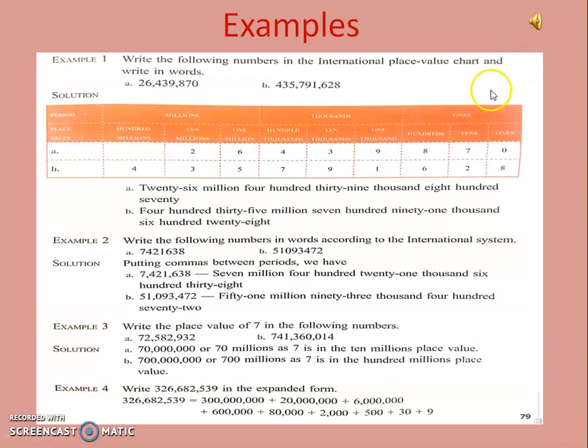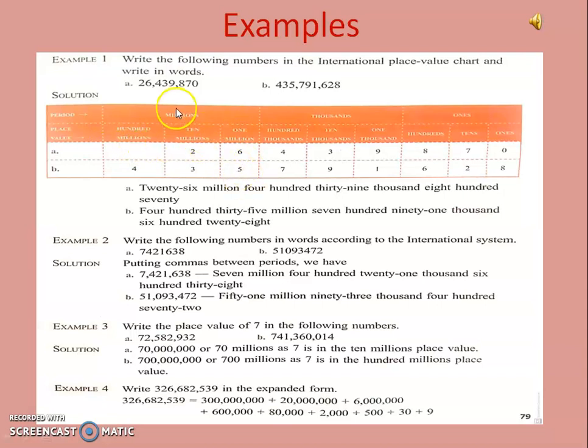Let's go through these examples so we can understand the international system of numbers. So the first example is: write the following numbers in the international place value chart and write in words. So the first number is given here: 2,64,39,870. As we know, the international system of numbers has 3 periods only: ones, thousands and millions, and each of them has 3 parts. Ones have 3 parts, thousands have 3 parts and millions have 3 parts.